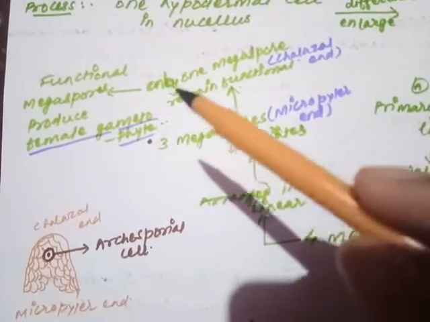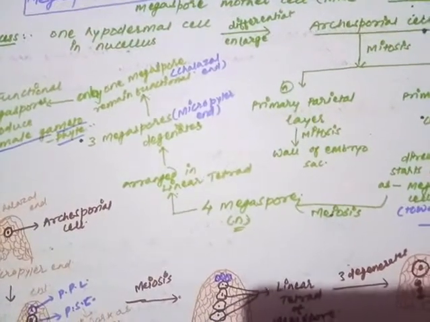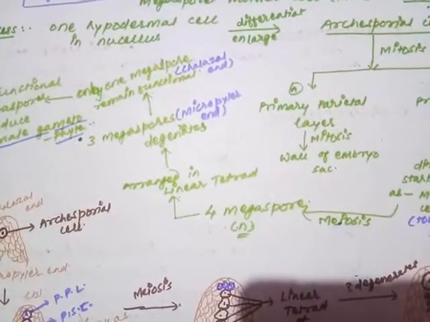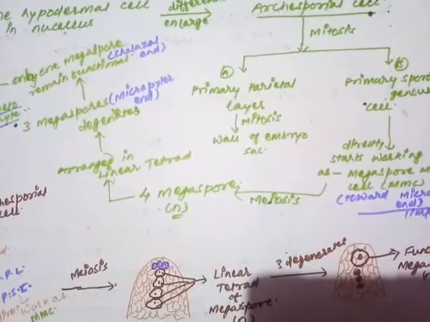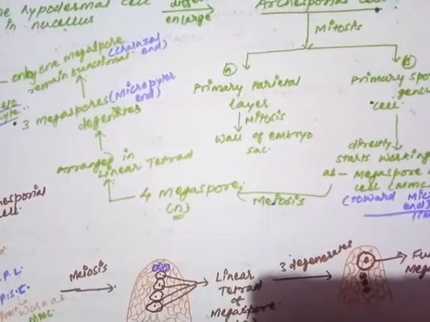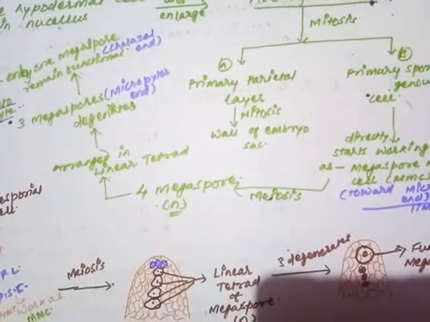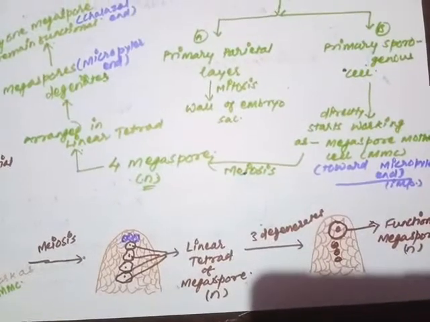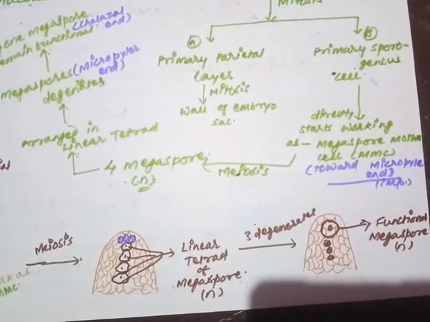So now once again I'm revising in a very straightforward way. In the nucellus region, any hypodermal cell which is diploid in nature will enlarge, differentiate, and start working as the archesporial cell. Two types of cells are produced from the mitosis. One is called the primary parietal cell, which will form the wall layer after mitosis, somewhere it is written, otherwise this is not included anywhere. And the next one is called the primary sporogenous cell. So the primary sporogenous cell will lie toward the micropylar end.